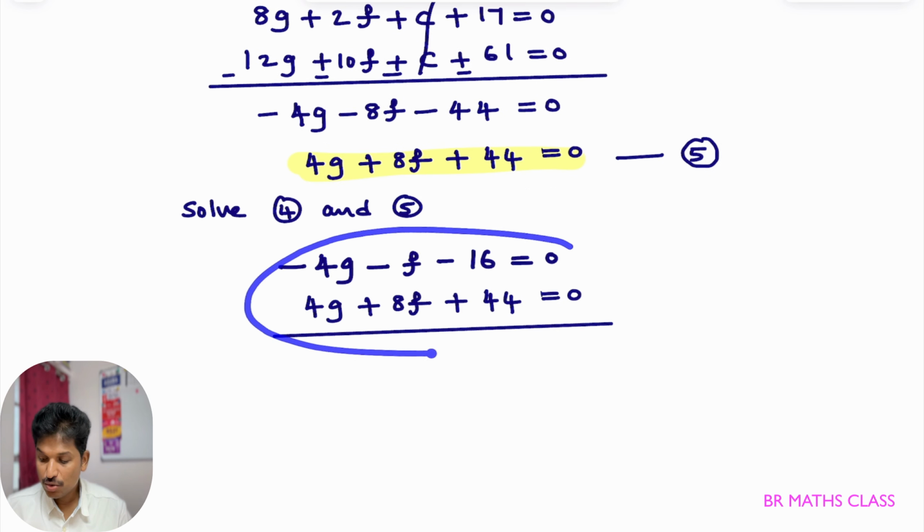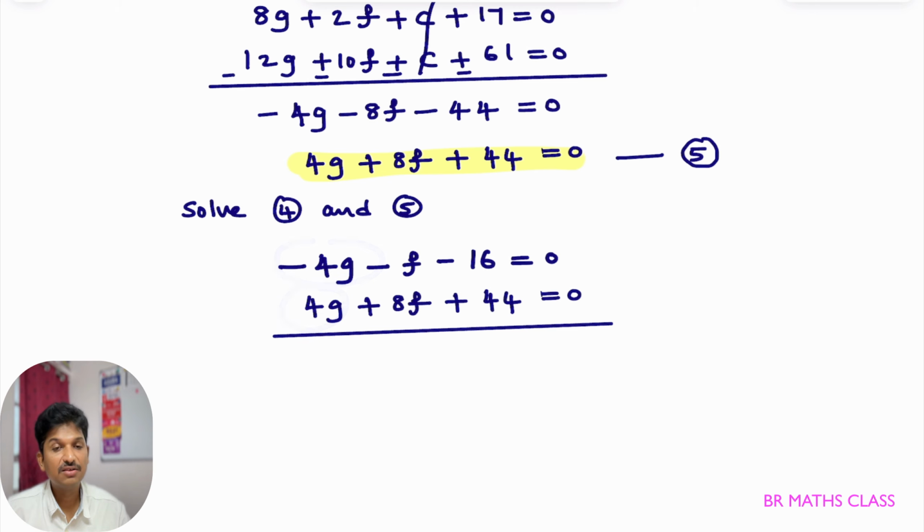You observe these two equations. Here minus 4G plus 4G is there. So what I'll do, I'll add these two equations. When I add, these two will get cancelled. Now minus F plus 8F is plus 7F, plus minus 16 plus 44 is plus 28. So I got like this.